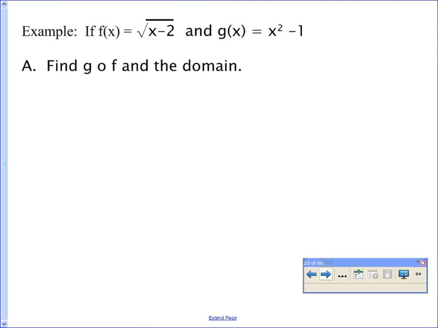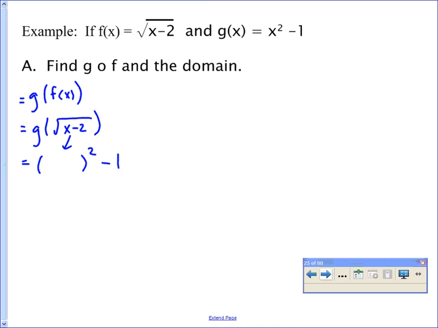Let's say I have these two functions. These two are f and g. I want to find g of f, and then I also want to find the domain. So let's just start out by finding g of f of x. Okay, so that's g of, and then f of x is going to be square root x minus 2. And then I go to my g, and wherever I have an x, I'm using parentheses, minus 1, and I'm going to put that in. So that's root x minus 2.